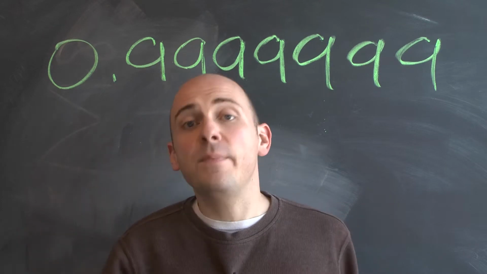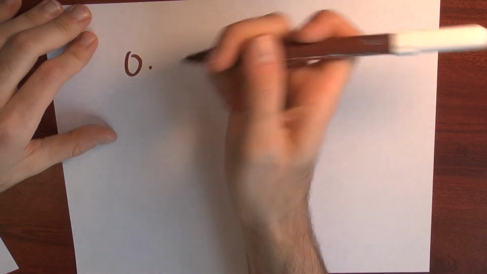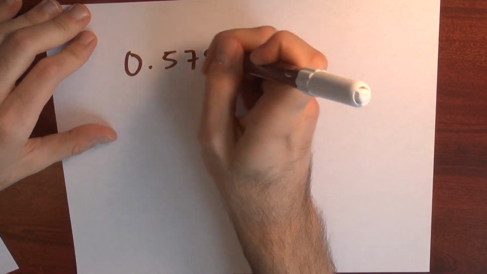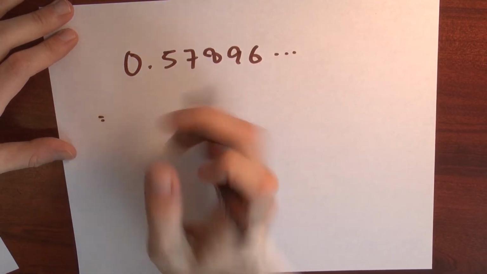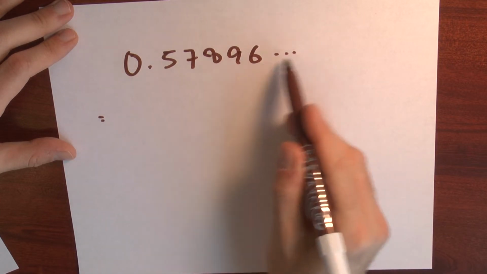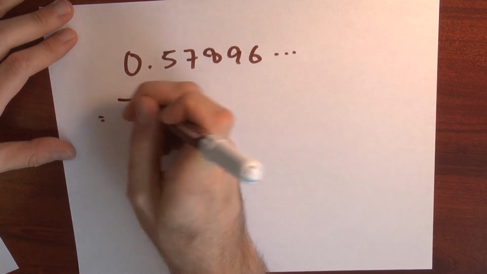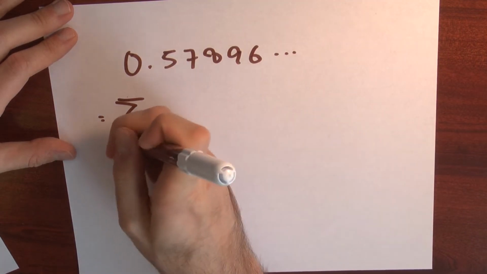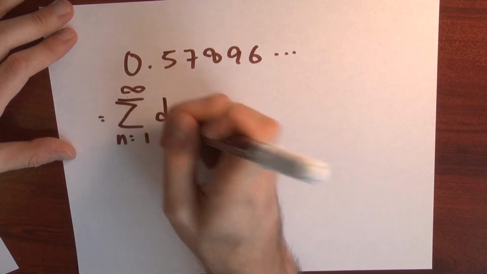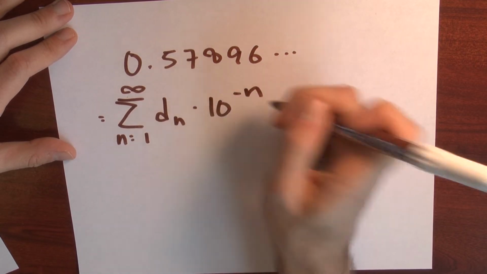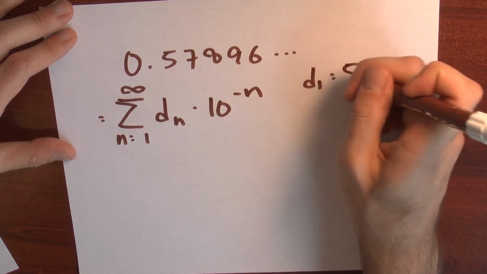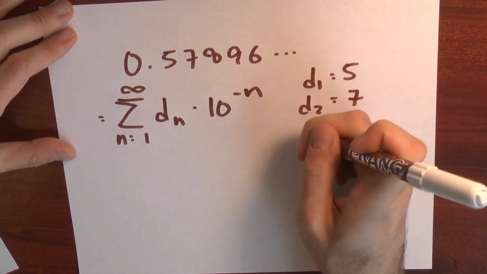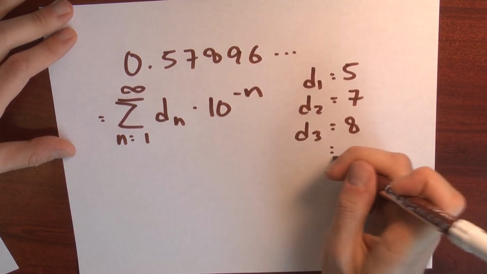And this discussion brings up an important point. Any time that we're writing down decimals, if I just make up some number like 0.57896, and imagine it keeps on going, anytime I'm writing down real numbers like that, I'm secretly writing down a series. What do I even mean by that? I really mean that this is the sum, n goes from 1 to infinity, of d sub n times 10 to the minus n, where these d sub n's are the digits. d sub 1 is 5, d sub 2 is 7, d sub 3 is 8, and so on.